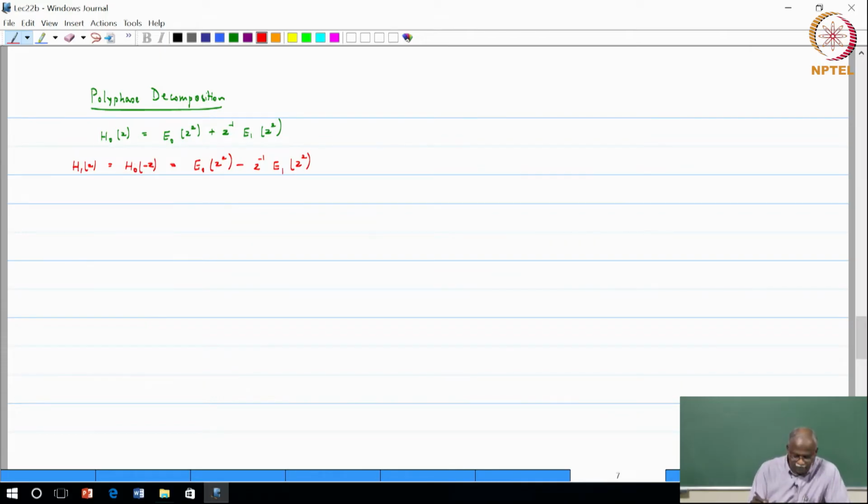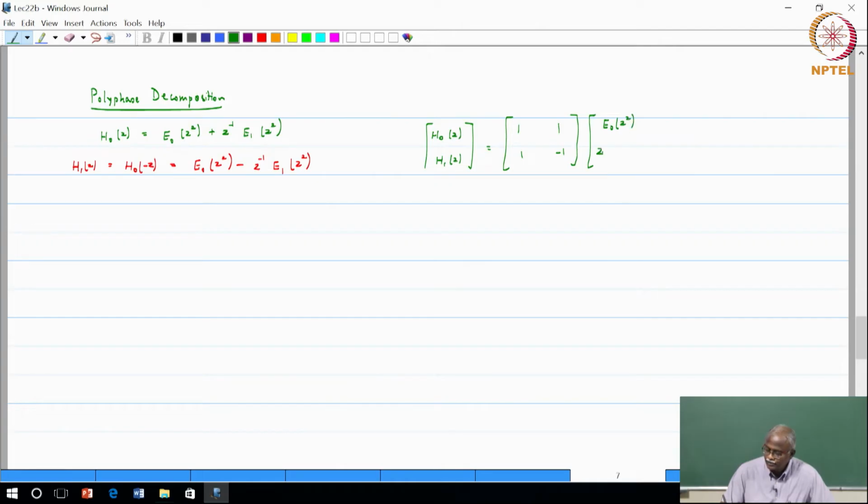Okay. Now combining these two equations, we can write down the analysis filter bank h naught of z, h1 of z in the following way: 1, 1, 1, minus 1, and the polyphase components E naught of z squared, z inverse E1 of z squared. Okay. So that is equation 4 if you wish to write it down.